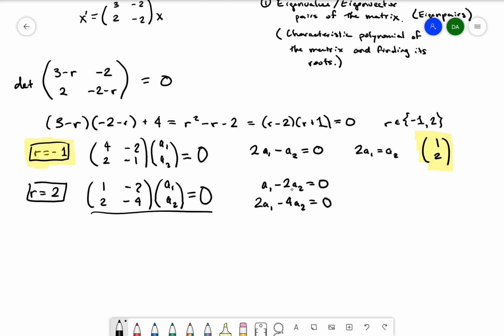You can see that only one of these equations is necessary. The other one just contains the exact same information, but written in a different form. So I'll say A1 is equal to 2A2, just picking the first one. And now I can pick A2 to be arbitrary. I'll just choose 1, convenient. I get this as an eigenvector for the eigenvalue 2.